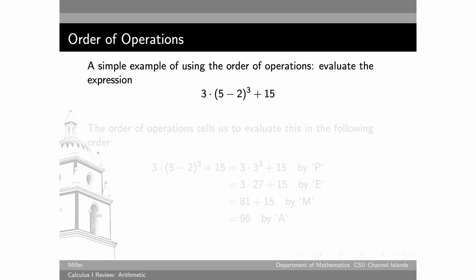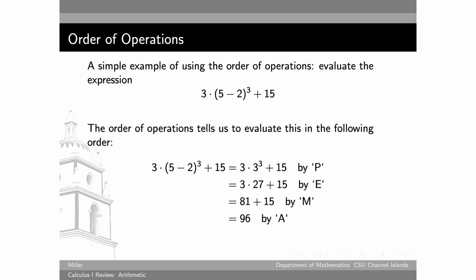Here's an example of how we use those. Take the expression 3 times the quantity 5 minus 2 raised to the third power plus 15. The order of operations tells us how to evaluate this. Specifically, we do it in the following order. First, P, we look for the parentheses, the groups. Here we see we've got the grouping 5 minus 2. So we evaluate that first. 5 minus 2 is 3.